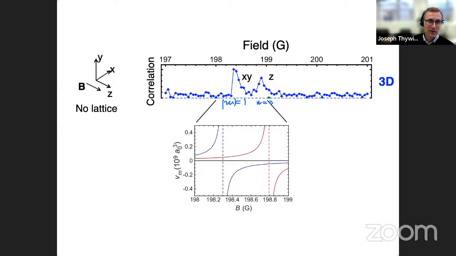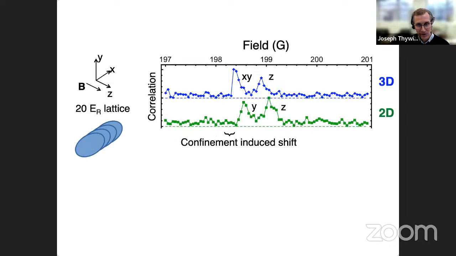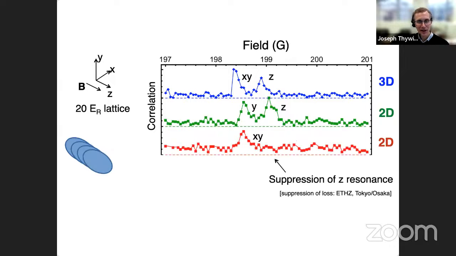When I turn on lattices along some of these directions, I can shut down collisions along the x, y, or z direction. And since we have, in this experiment, two different directions of optical lattices, there's a couple of different possibilities. If I turn on, let's say, a lattice along x, then I shut down tunneling there, and then we only have y or z collisions. And there's a little bit of a confinement-induced shift, but otherwise things look very similar.